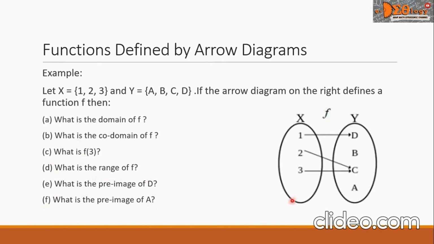Looking at our figure here, let us answer letter A. What is the domain of f? The answer is, the domain is X equals 1, 2, 3. Let's have letter B. What is the codomain of f? The codomain is the set Y, the second set, whose elements are A, B, C, and D.